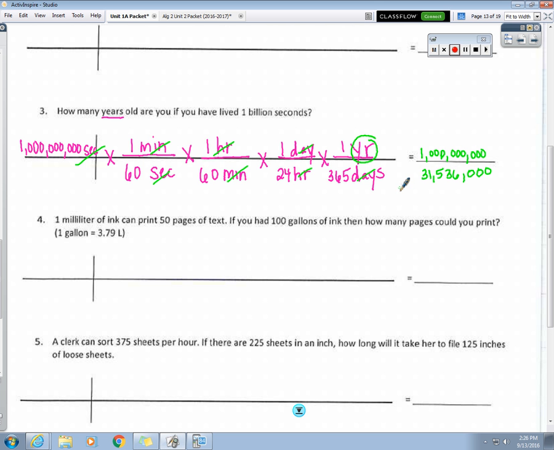Your decimal's in the wrong place, so you either forgot a 0 or something. And what'd y'all get? I got 31.7. 31.7. And what is that? Years. 31.7 years. So if you've lived at least 31.7 years, you have lived a billion seconds.